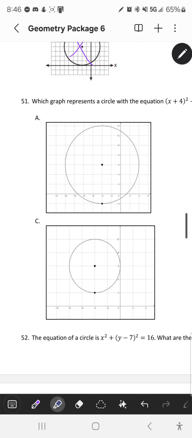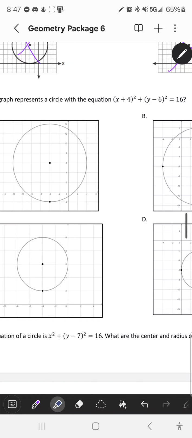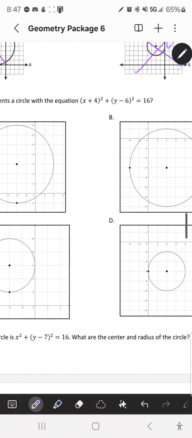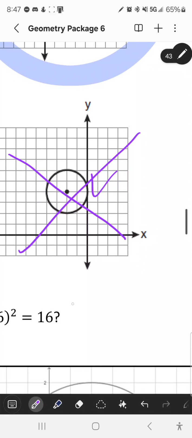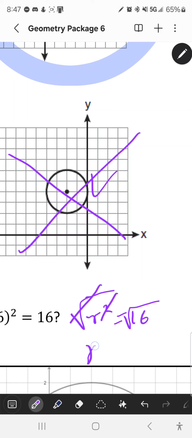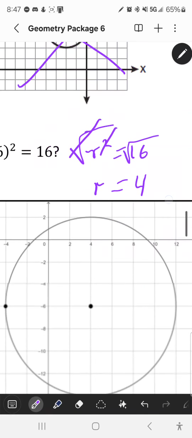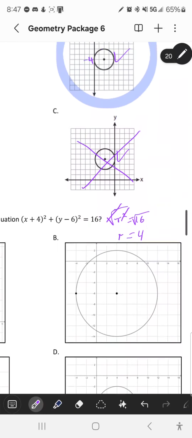Now let's look at 51. This graph represents the equation. So first, let's look at the radius. We have r squared equals 16. So we do the square root of both sides, and r equals the square root of 16, which is going to be 4. And here we do have 4.